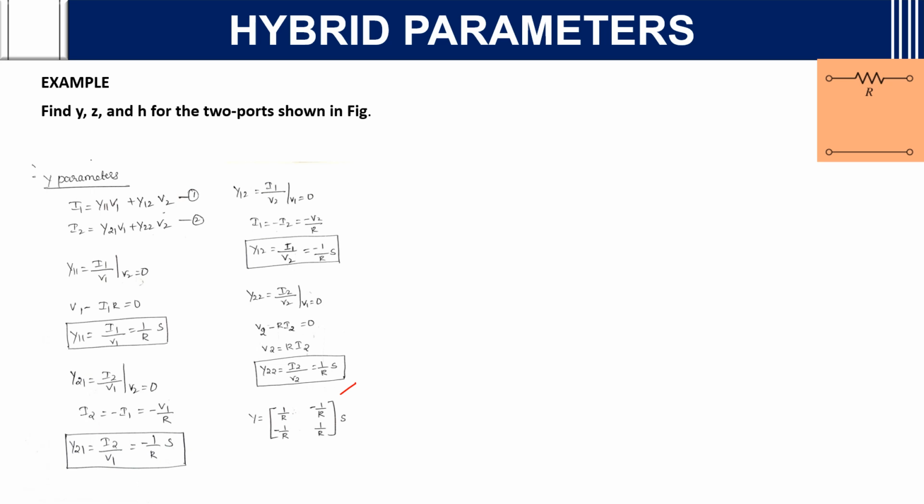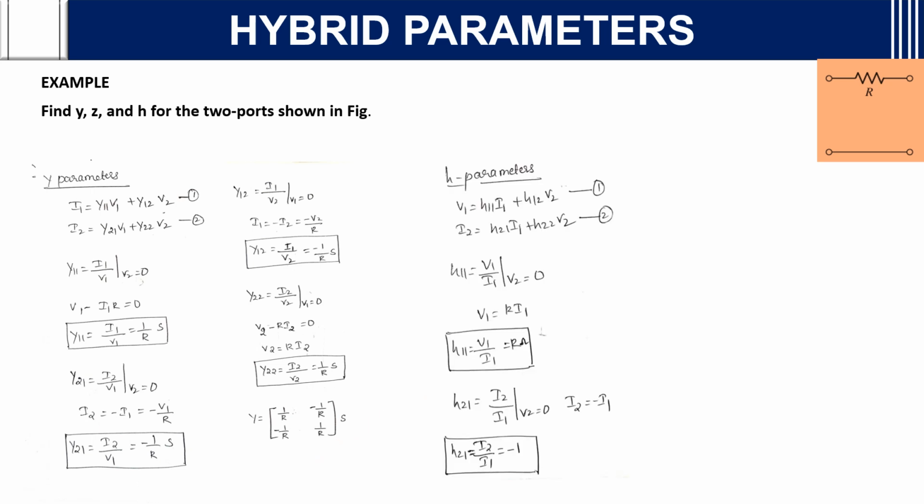So the Y parameters are 1 by R, minus 1 by R, minus 1 by R, and 1 by R siemens. Now we will find the H parameters. Finding H parameters is how? First write the H parameters. After writing, H11 is equal to V1 by I1 when V2 is equal to 0. When V2 is equal to 0, V1 is equal to R I1. So we want V1 by I1, which we get as R.